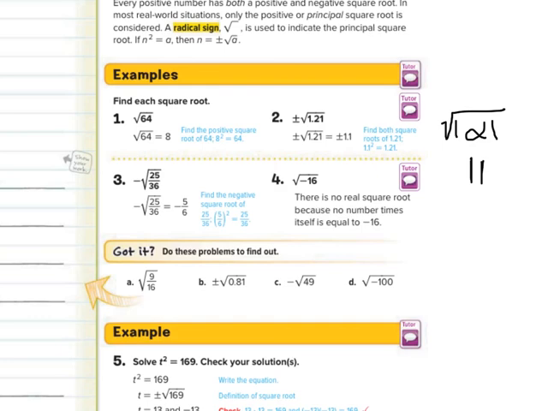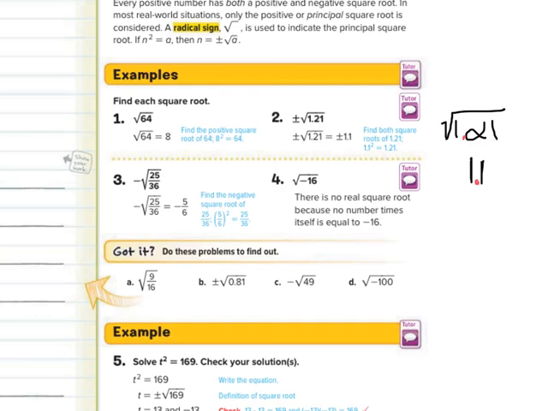Well, notice what they did here. The square root of 1.21, or 1 and 21 hundredths, was 1.1. So one way of looking at this is to find the square root of 121, where the decimal point was here, and so 1.1.